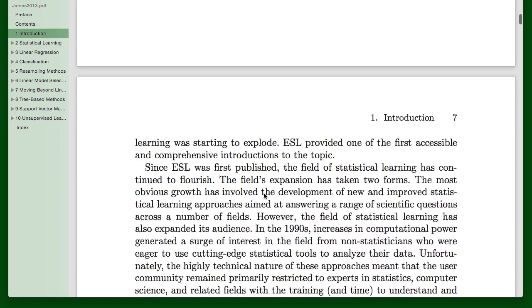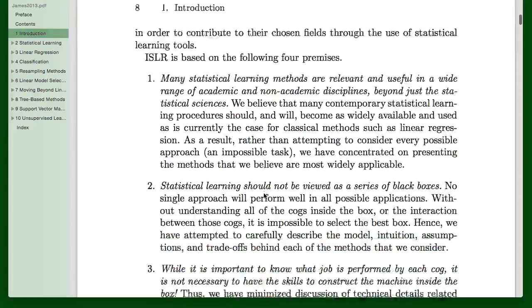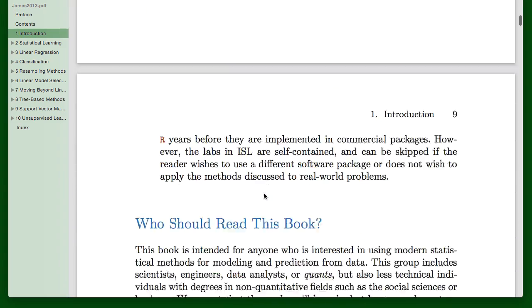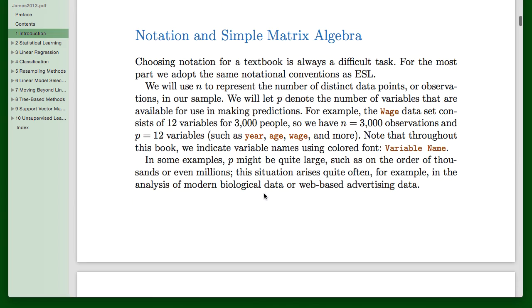Okay, and then I'm just going to skip over this history of statistical learning. It's quite interesting stuff, but it's not problematic. What's problematic is what comes a little later here, which is this notation in simple matrix algebra. So here is where they introduce the notion of n and p, and the number of distinct data points or observations, and p, the number of variables or dimensions, we could also say.